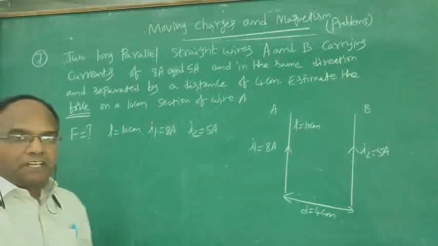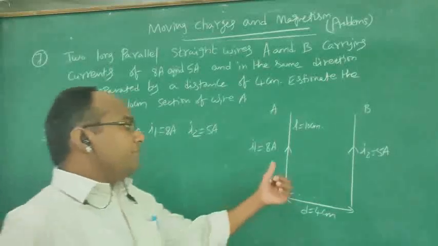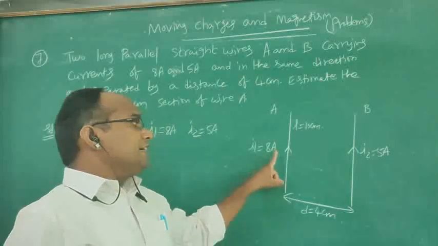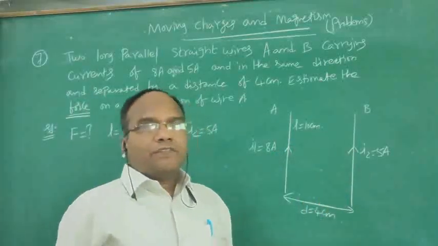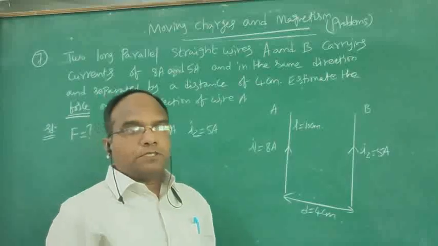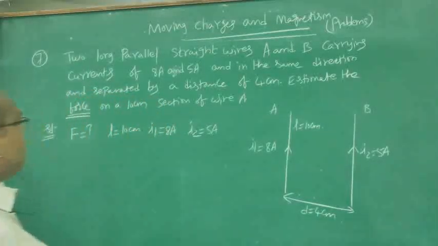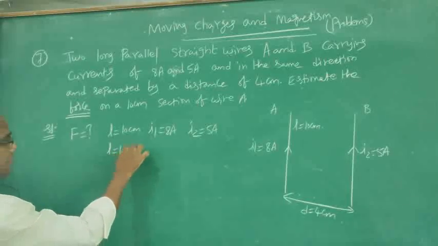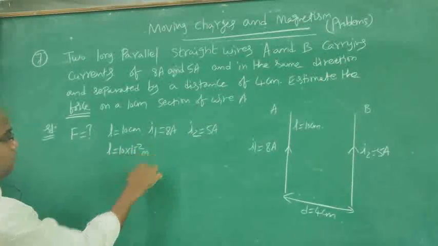So what I said in the theory? When they are moving in the same direction, the forces are attractive. When the directions are different, then the forces are repulsive. That point you have to remember. So, for this one, length L I can write as 10 into 10 to the power of minus 2 meter.